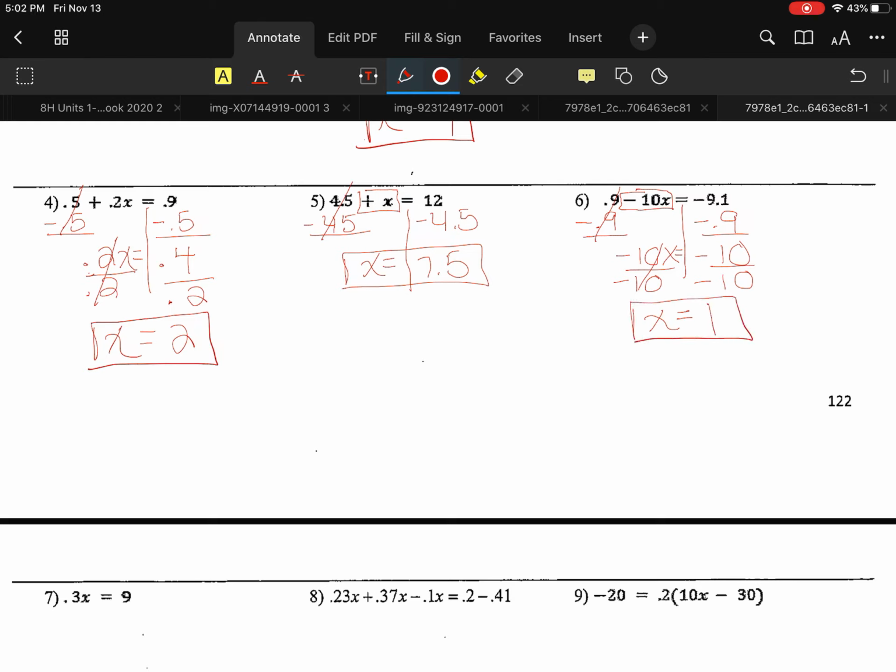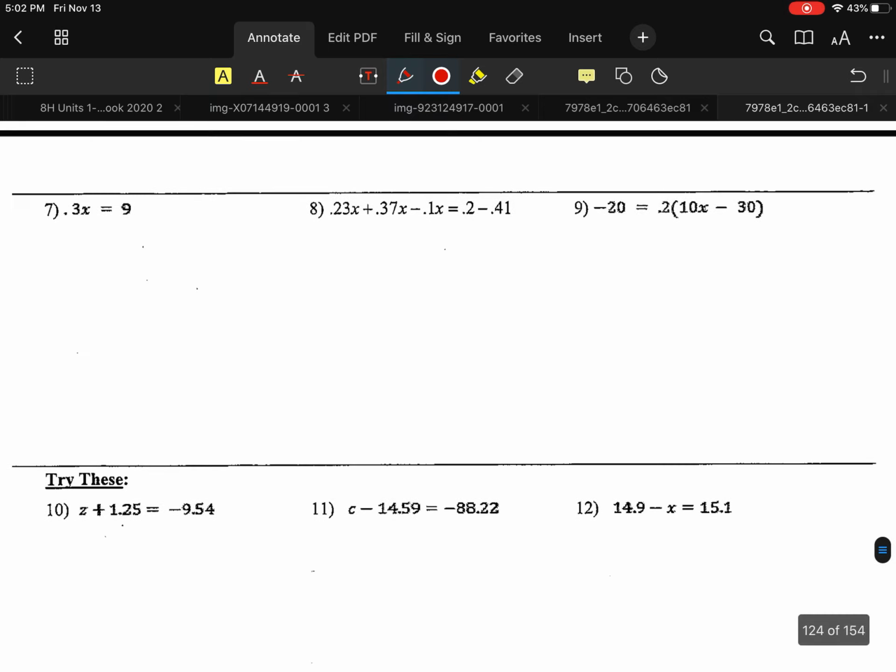Negative 10 divided by negative 10 is a positive 1. Make sure you have a positive 1. We don't change the sign when we're dividing. We divide both sides by a negative 10 because that's what x is being multiplied by, and a negative divided by a negative is a positive.